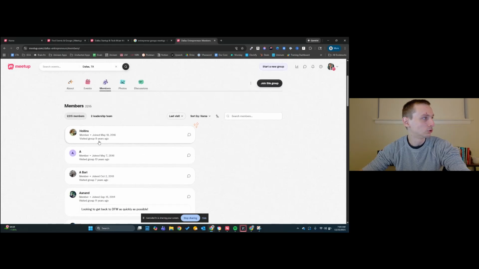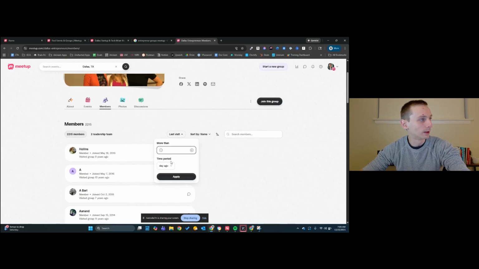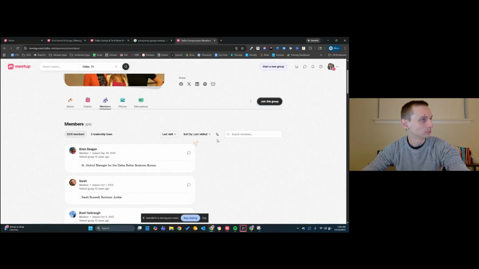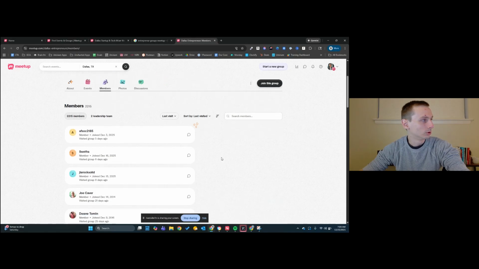Now you can see visited group 8 years ago, so you don't want to message that person. They're clearly not interested in these types of groups anymore. Although this group is inactive, so you never really know. But what I like to do is sort by last visited, and then change the sort direction.